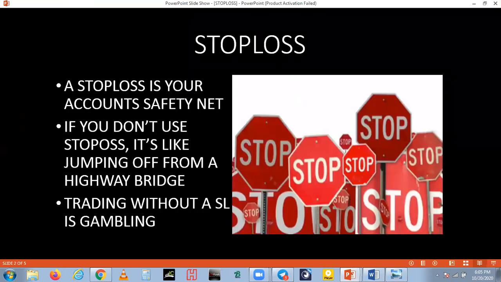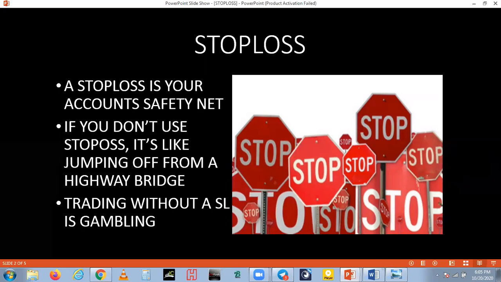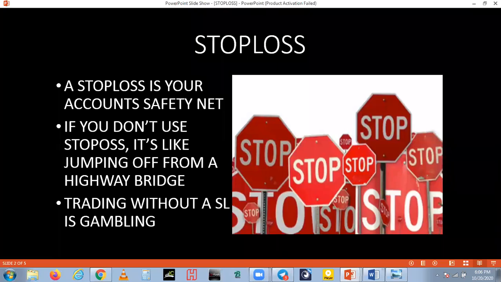So, what is a stop loss? A stop loss is your safety net. Stop loss is your safety net from losing too much money, right? If you don't use stop loss, it's like jumping off a highway bridge. Yeah, Third Mainland Bridge. For those that live in Lagos, you know what Third Mainland Bridge is. For some of you Nigerians, yeah. So not using stop loss is like staying on that bridge and jumping into the water. That's to show you how risky not using a stop loss is. That's what I'm trying to say there.